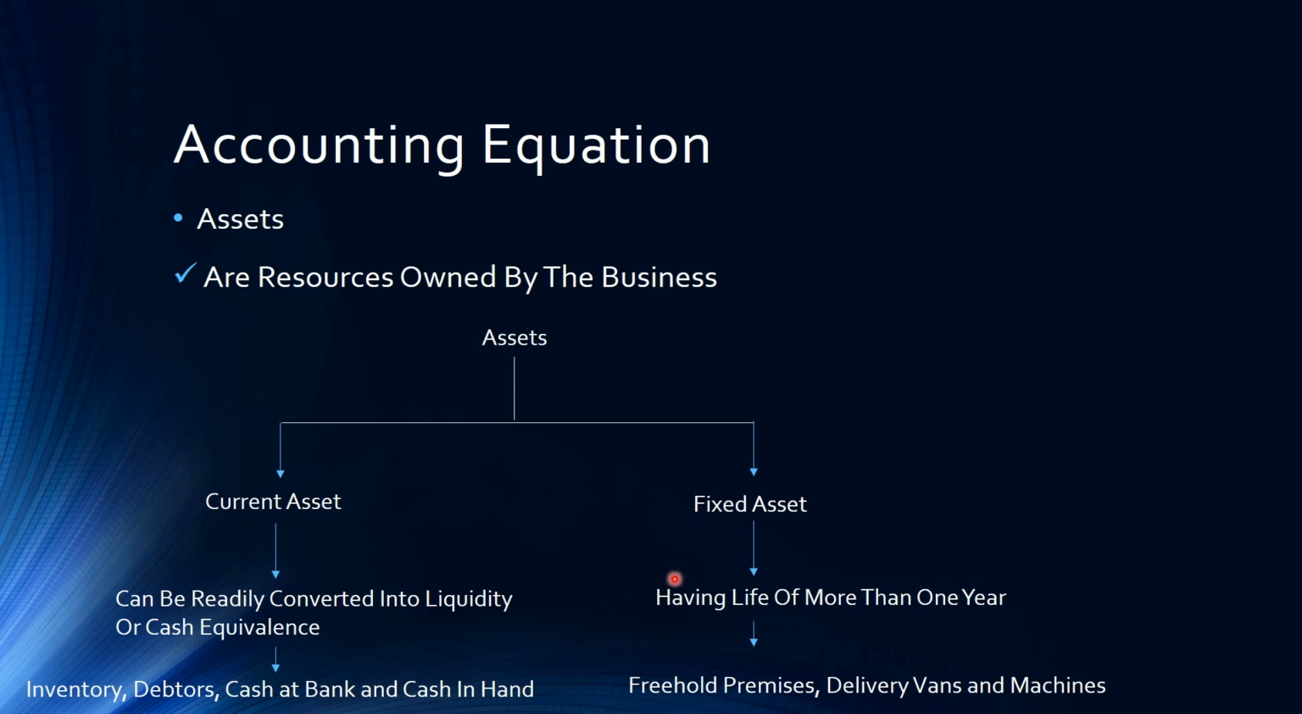Now, fixed assets have a life of more than 1 year. When you talk about freehold premises, delivery vans and machines, these are things that will take time to sell. And even if you try to sell it within 6 months, you might sell it at a loss, right? So they're not easily converted into cash.